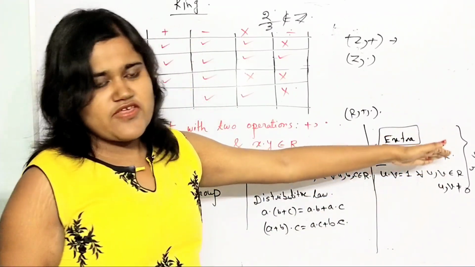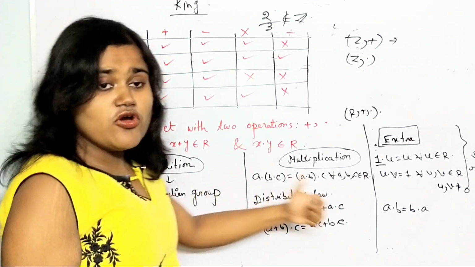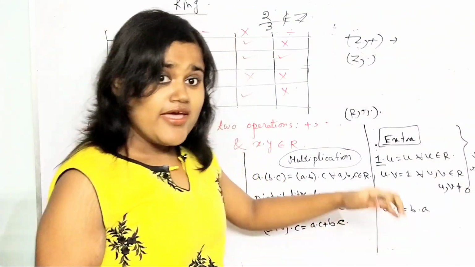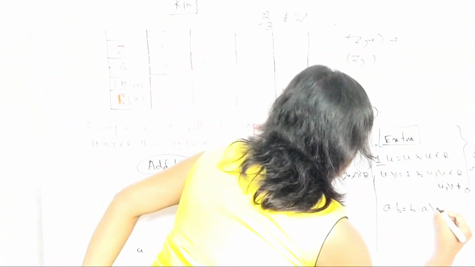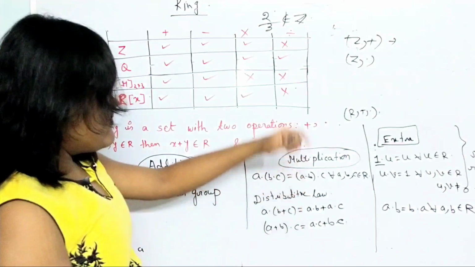If this exists, then we say that this is a ring with unity, and if one more condition holds, it is commutative with respect to multiplication. It is commutative with respect to addition, but not necessarily commutative with respect to multiplication. If it is commutative, then we will say that it is a commutative ring. Okay. So basically these are the examples.